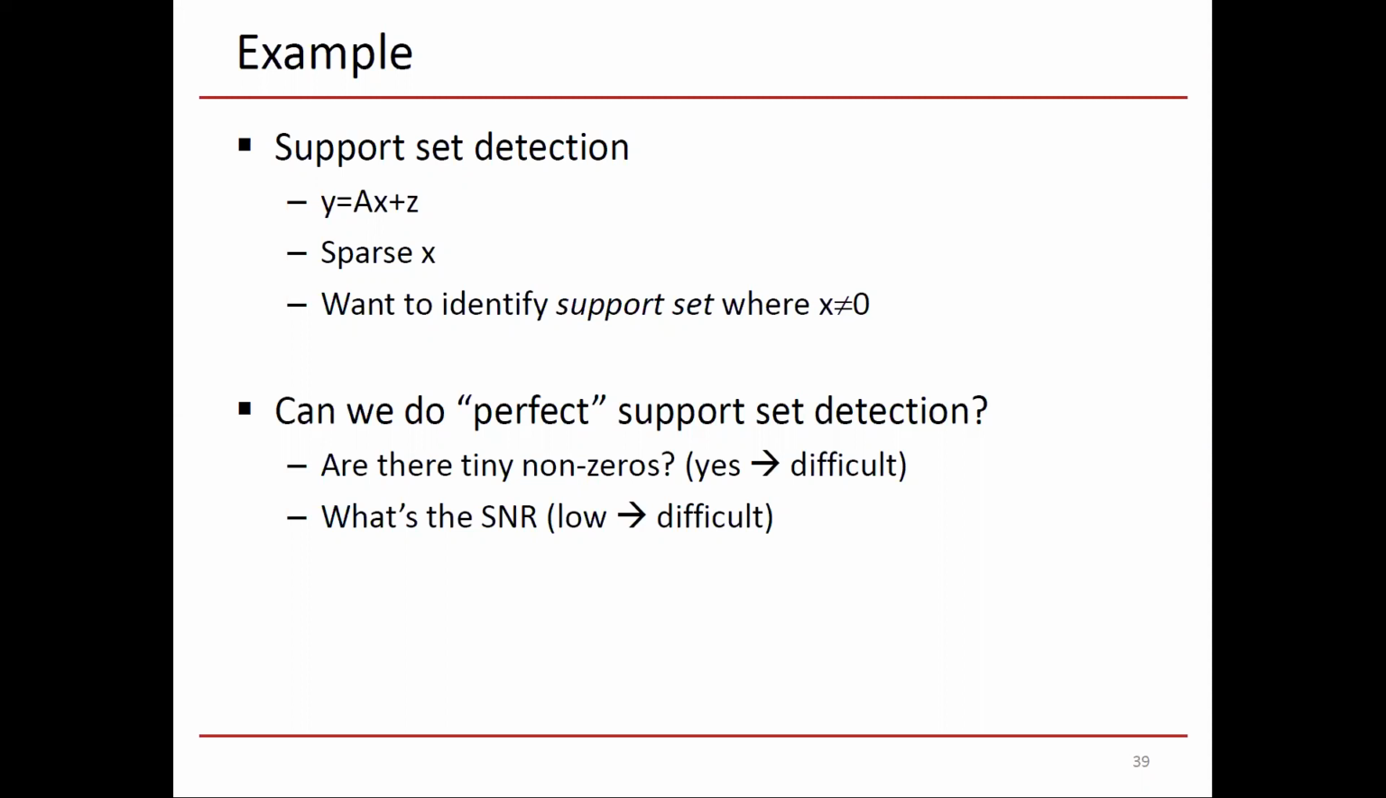What about the signal-to-noise ratio? If we have a high signal-to-noise ratio, meaning that the noise in Z is small, this is an easier problem. If the signal-to-noise ratio is poor, meaning a lot of noise in Z, this is a harder problem. So in words, when there are tiny non-zeros, you're more likely to make mistakes. When the SNR is poor, you're more likely to make mistakes.